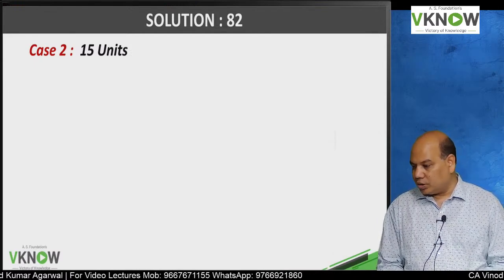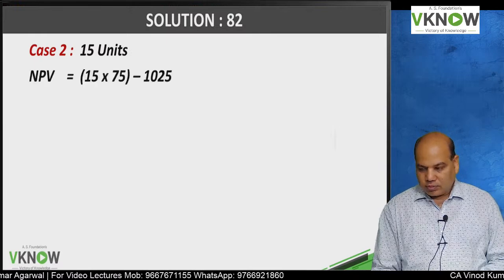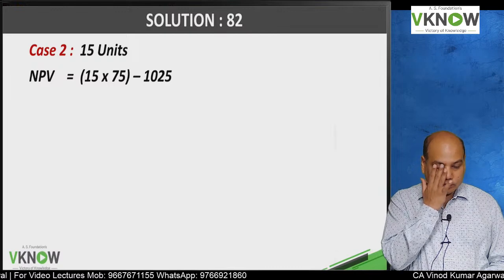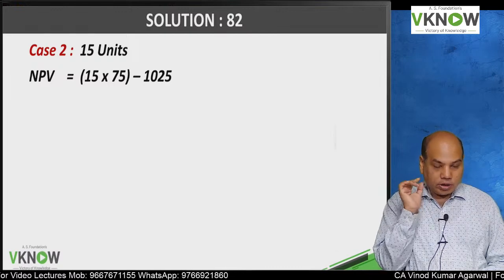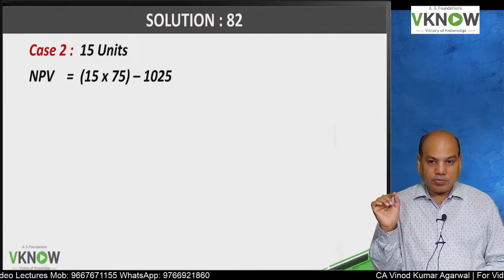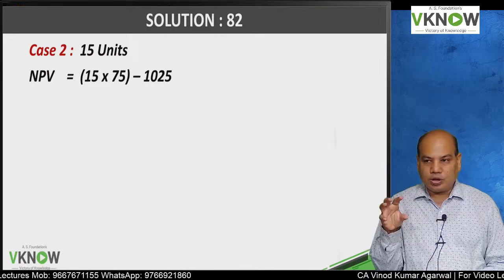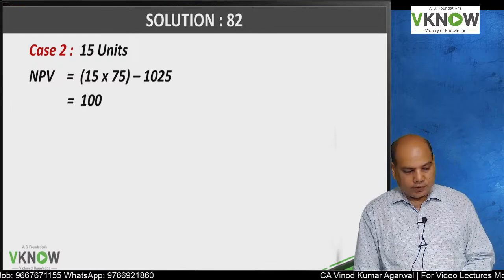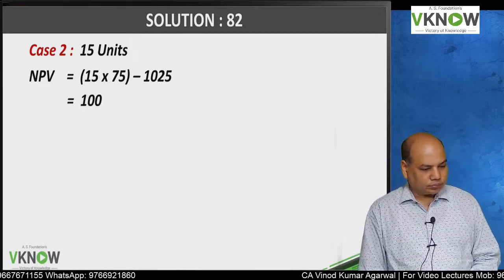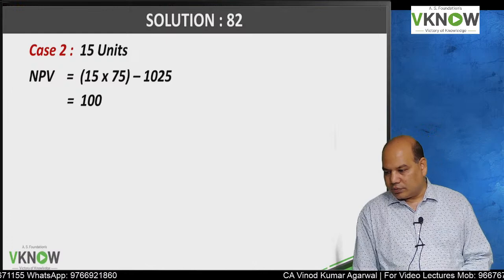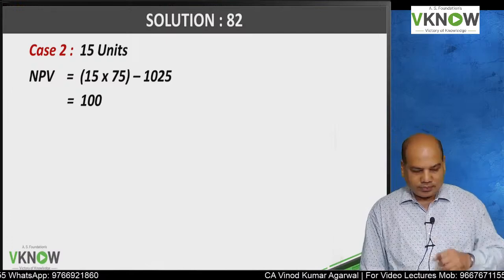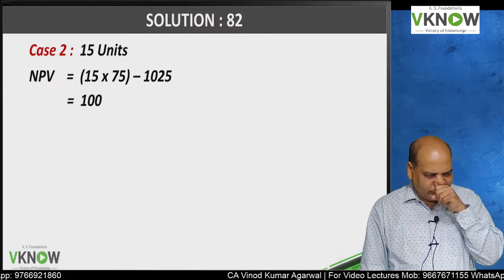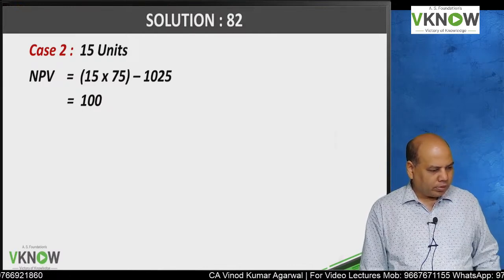Case 2, 15 units. NPV will be 15 units into 75 lakh per unit, but the construction cost of 15 units is 1025. I think it is 100 now. Just check. 100 is right.